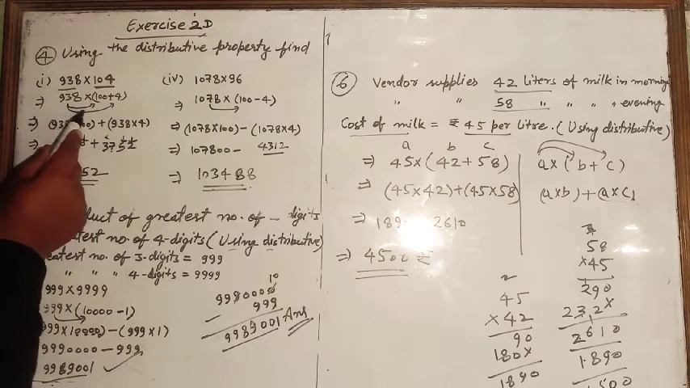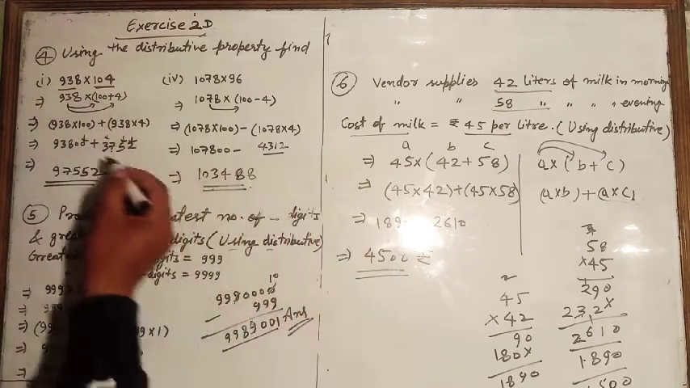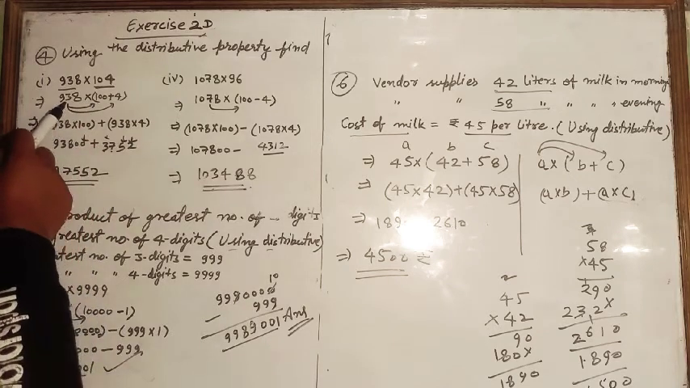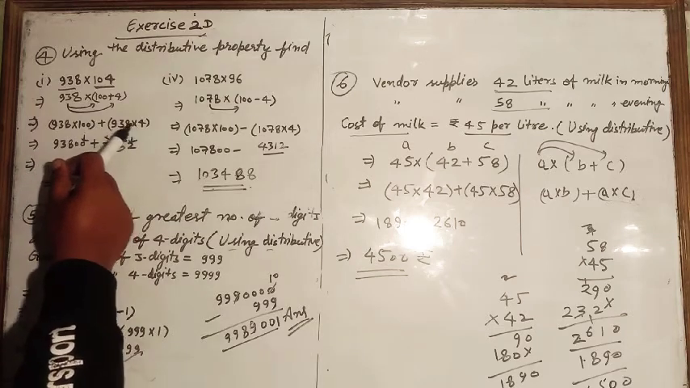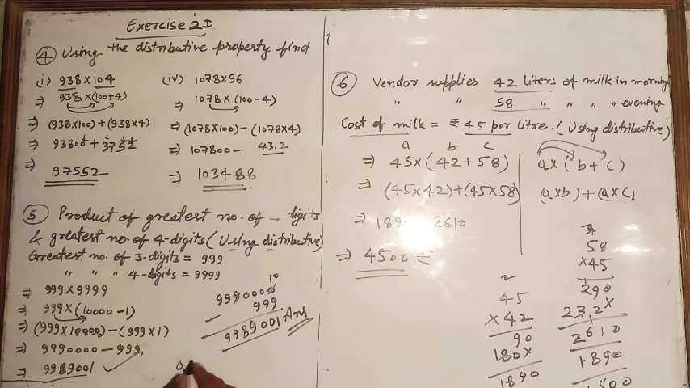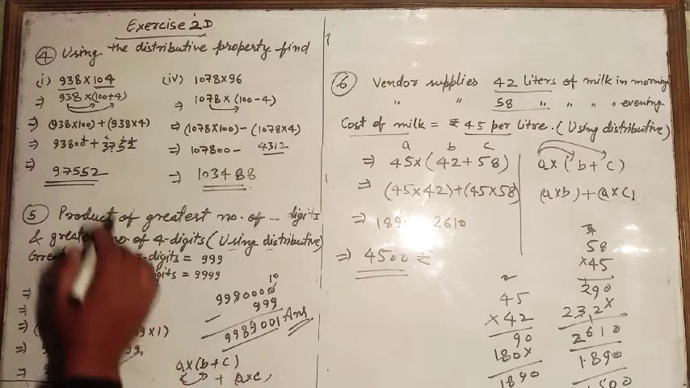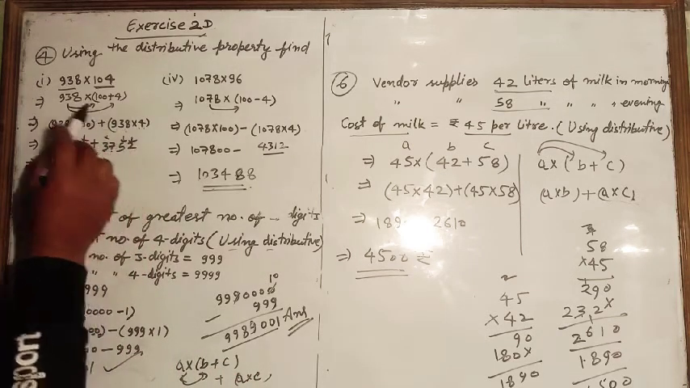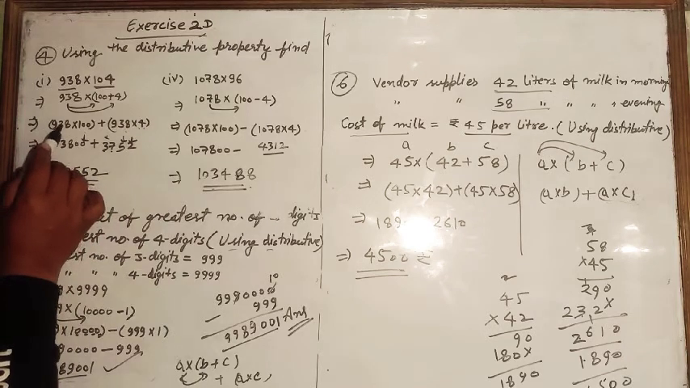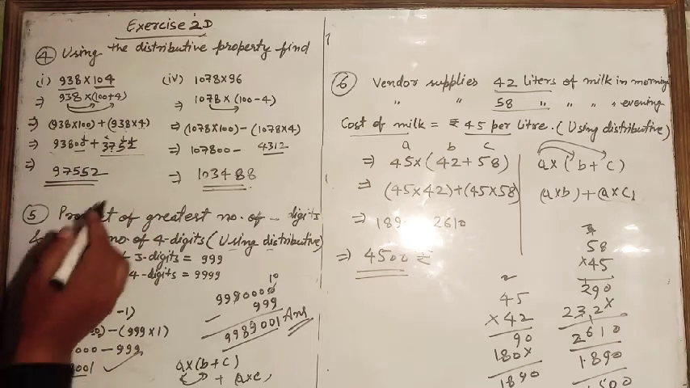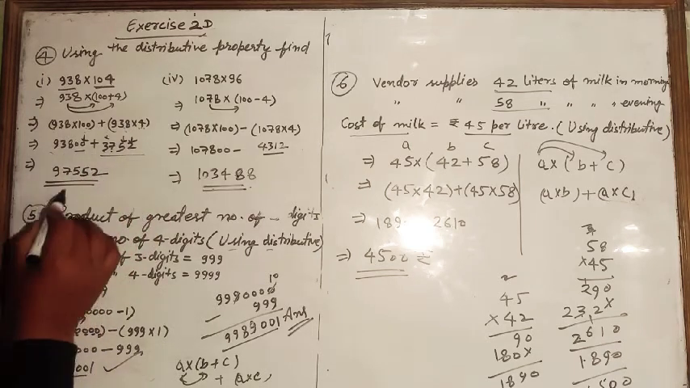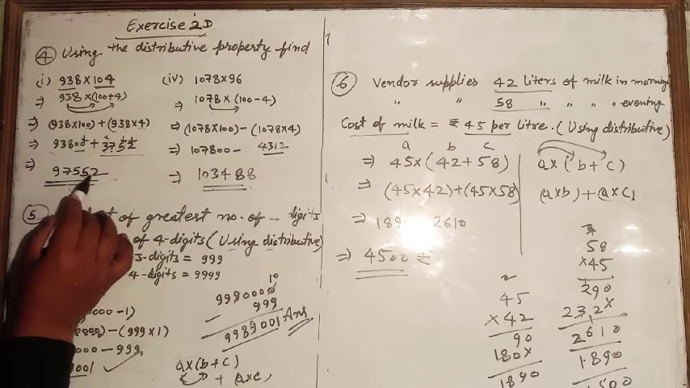When we open the bracket, a into (b plus c) is equal to a into b plus a into c, so it will be 938 into 100 plus 938 into 4. First we do a into b, then a into c, which is 938 into 4. Our first answer will be 93800. After multiplying, the second is 3752, and adding both numbers we get our answer, 97552.